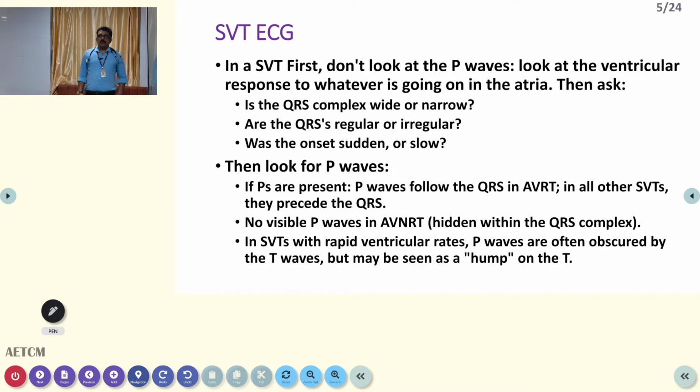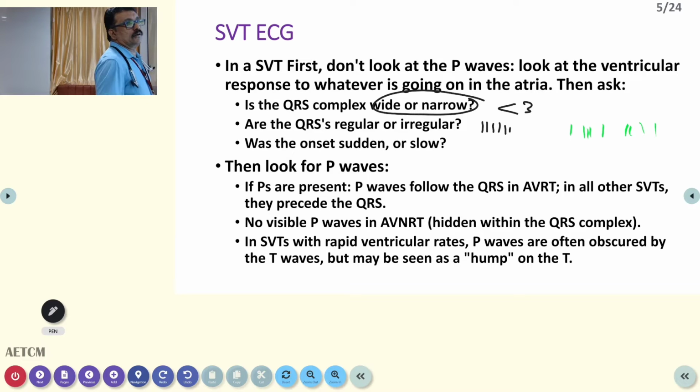When you are seeing a narrow complex rhythm, you have to always see whether it is a tachycardia or not. That is the first thing. Then you see whether the tachycardia is narrow or wide: less than 3 small squares is narrow complex. Then you see whether the QRS complexes are coming regularly or totally irregular. Third is whether it is a sudden onset or slowly progressive. Paroxysmal supraventricular tachycardia is sudden onset, and suddenly the patient may recover also.